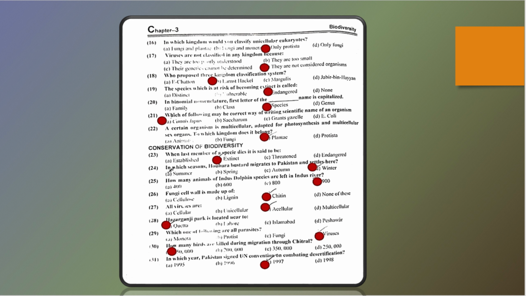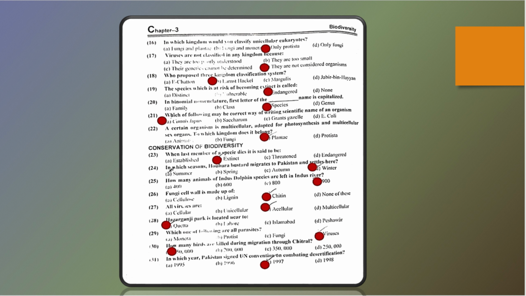Who proposed 3 kingdom classification system? Ernst Haeckel. The species which is at risk of becoming extinct is called endangered. In binomial nomenclature, first letter of the species name is capitalized. Which of the following may be correct way of writing scientific name of an organism? Canis lupus is the answer. A certain organism is multicellular, adapted for photosynthesis and has multicellular sex organs. To which kingdom does it belong? Plantae.